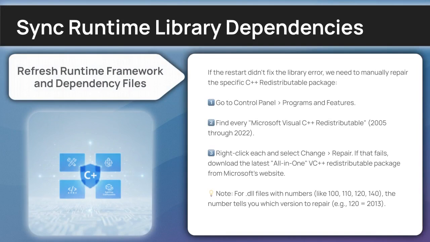If the restart didn't fix the library error, we need to manually repair the specific C++ redistributable package. First, go to Control Panel, then select Programs and Features. Second, find every Microsoft Visual C++ redistributable, 2005 through 2022. Third, right-click each and select Change, then select Repair. If that fails, download the latest all-in-one VC++ redistributable package from Microsoft's website.